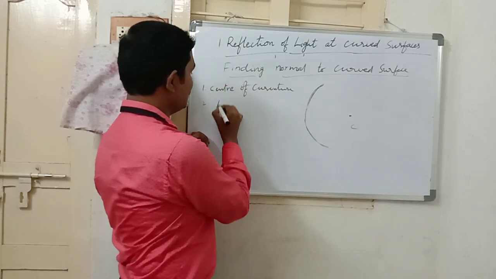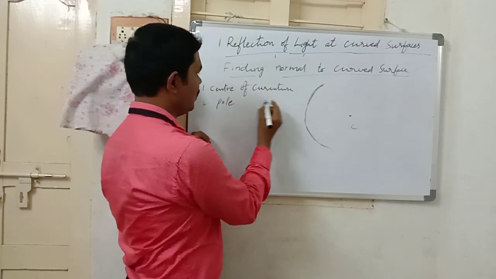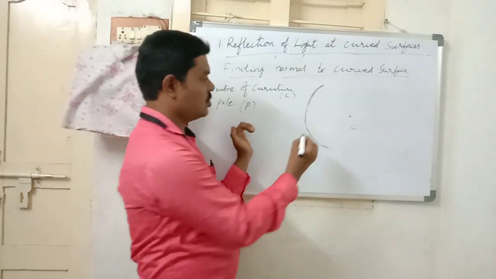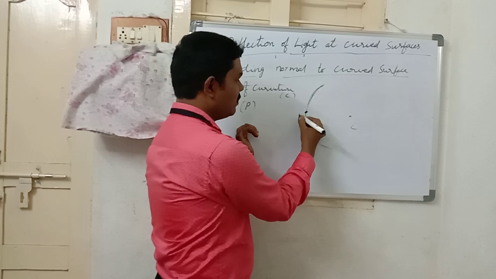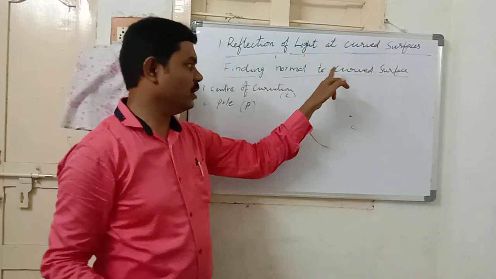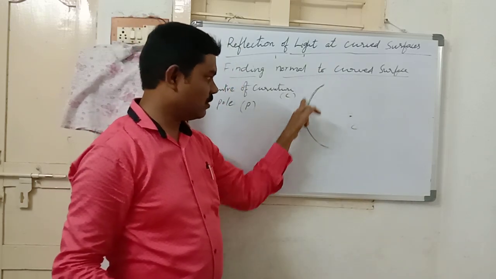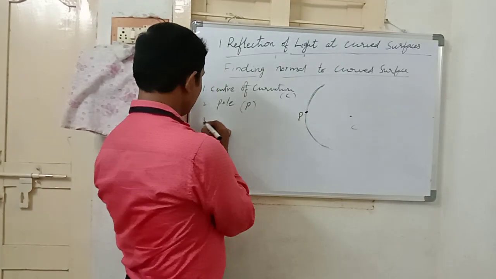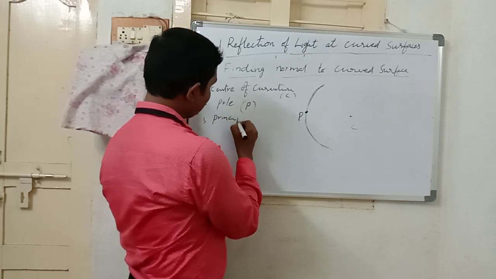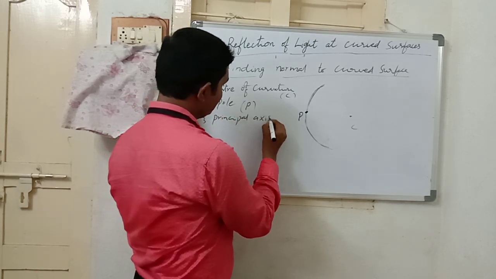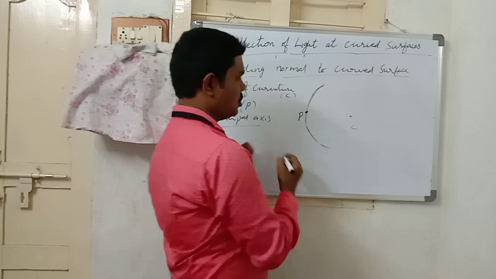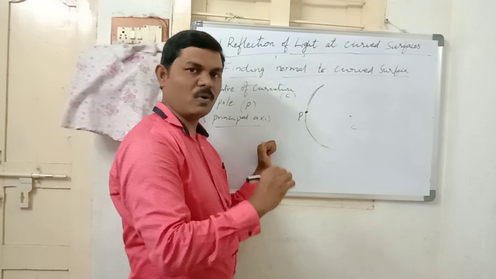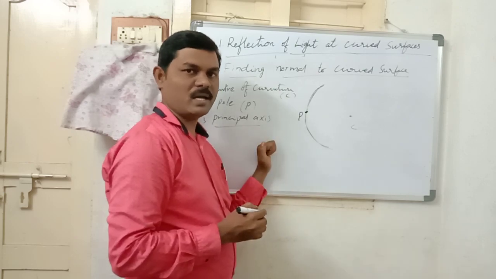And the next one is the pole of the mirror. Okay, the center of curvature is denoted by C, the pole is denoted by P. So the pole is nothing but the midpoint of the curved surface. The midpoint of the mirror which has the curved surface is called the pole of the mirror. Now the next one is the principal axis. So the principal axis means the horizontal line which passes through the pole and center of curvature is called the principal axis.